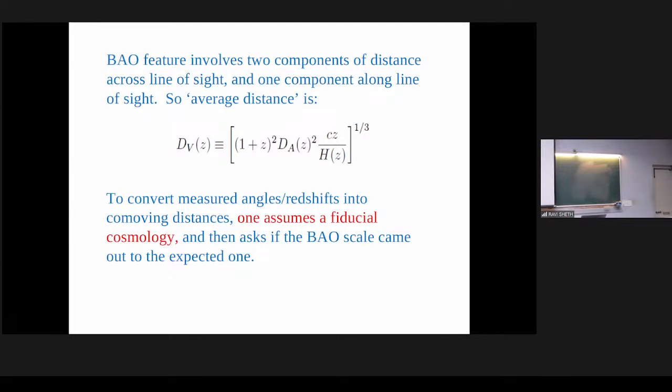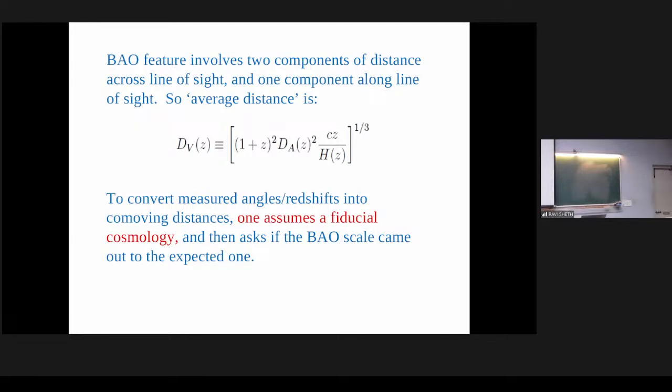So in practice, what do you do to make those plots that I showed before? Because in practice, you're measuring some angle and some redshift for each galaxy, whereas the plots that I showed you have some distance in megaparsecs. So you have to convert the angles and redshifts into distances. So you assume a cosmology. Having assumed the cosmology, now you can convert angles and redshifts into distance. Now you check if the distance scale came out to be the one you expect. If it didn't come out to be the one that the CMB told you it should be, then you say I should change my cosmological model.